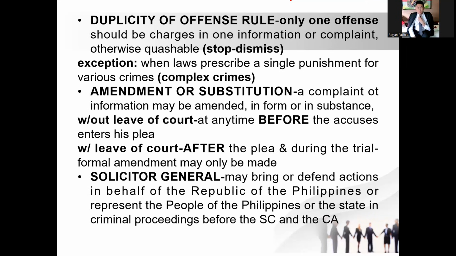Halimbawa, katulad ng West Philippine Sea, di ba? Sa West Philippine Sea, si Solicitor General ang nag-file ng kaso sa ICC or the International Criminal Court, or yung mga disputes on the seas. So yan yung trabaho ni Solicitor General. He is the lawyer or the counsel of the Republic of the Philippines. Kaya tawag sa kanya is Solicitor General or Office of the Solicitor General. He represents in behalf of the people of the Philippines. Always siya yung magre-represent sa people of the Philippines.